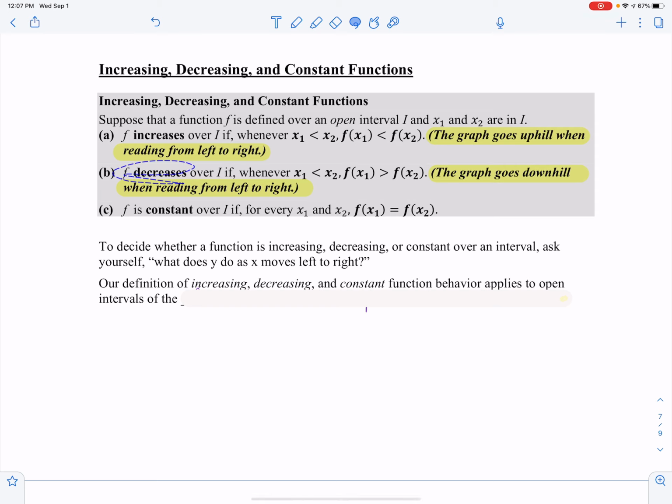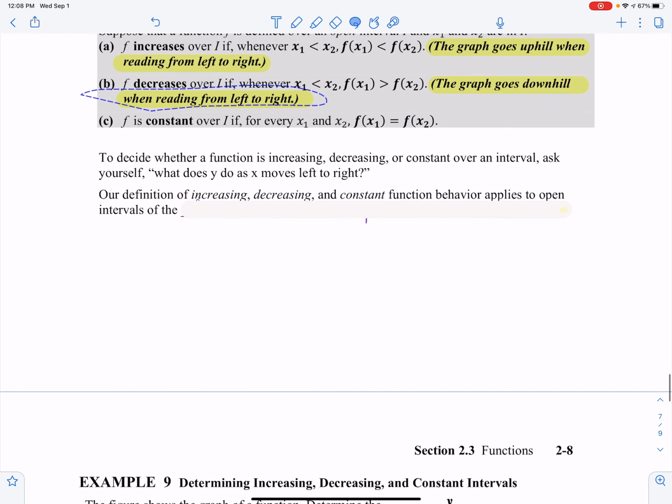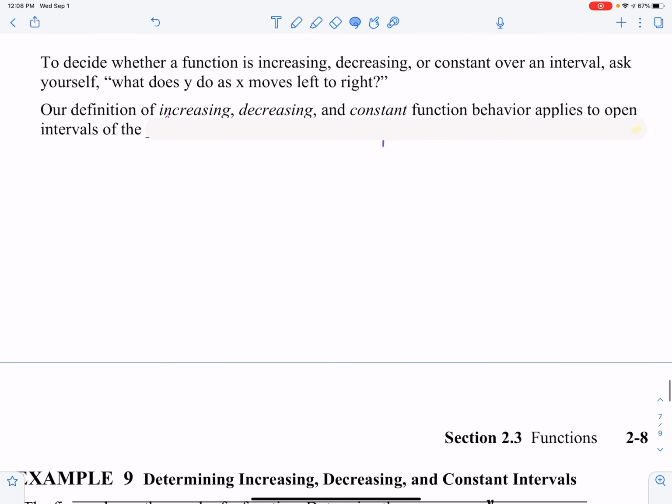My function is decreasing when it's going downhill as I read from left to right. And it is very important to make sure that you read your graph from left to right. Lastly, my function is constant when it's staying constant. A couple of things here to decide whether a function is increasing or decreasing or constant. Ask yourself, what is y doing as x moves left to right? Is y going up or is y going down?